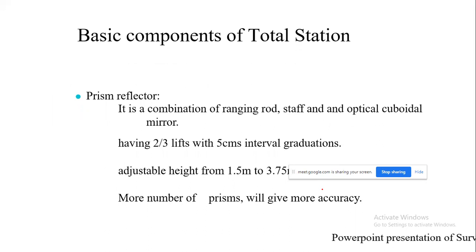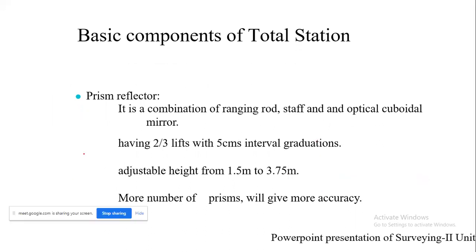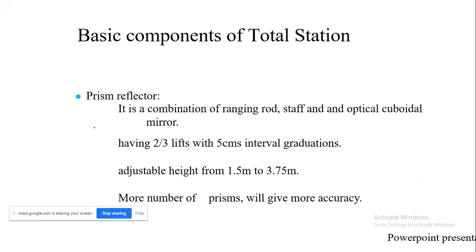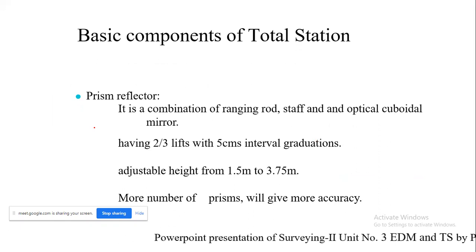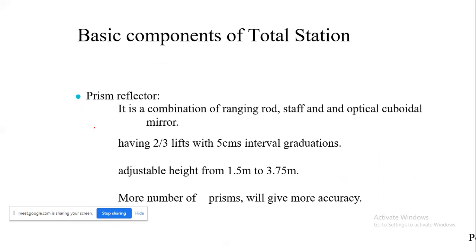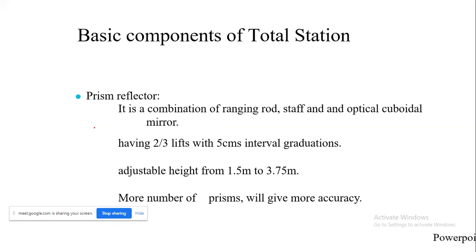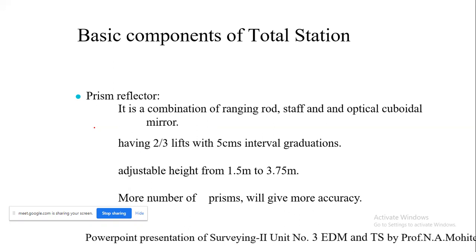So you'll see the basic components. The prism reflector. The basic component of a total station requires the prism reflector. It is a combination of a ranging rod, staff and optical cuboidal mirror. As I told you, a prism is fitted over a small pole, which is your ranging rod, having 2 to 3 lifts. Lifts means, as in handling the leveling staff, it is openable, opened in parts, in 2 parts or 3 parts, so that is lifts.